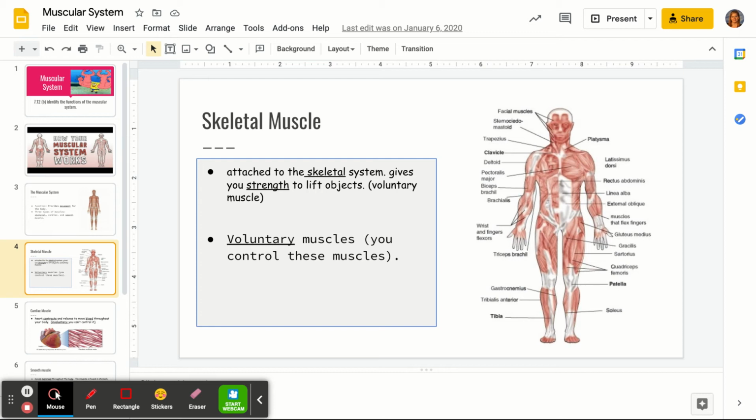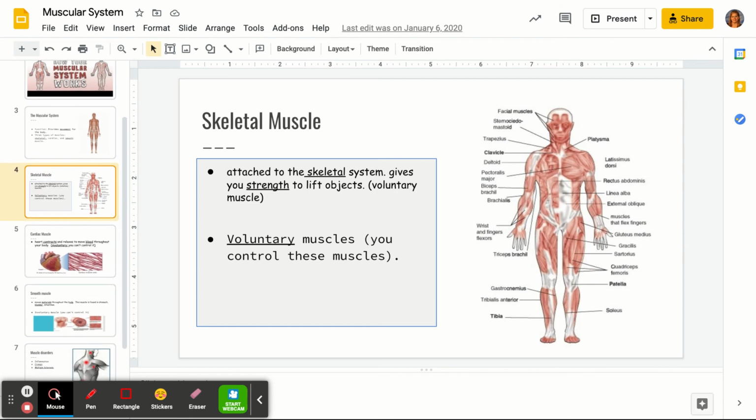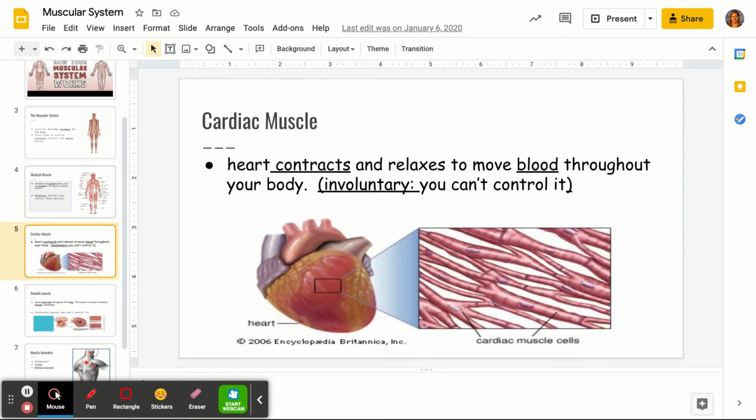Your skeletal muscles are connected to your bones. They are the ones that help your body move, help you walk, talk, move your arms, write, eat. So your skeletal muscles are helping your muscular system to provide movement for your body. And these are voluntary muscles. You control these muscles.